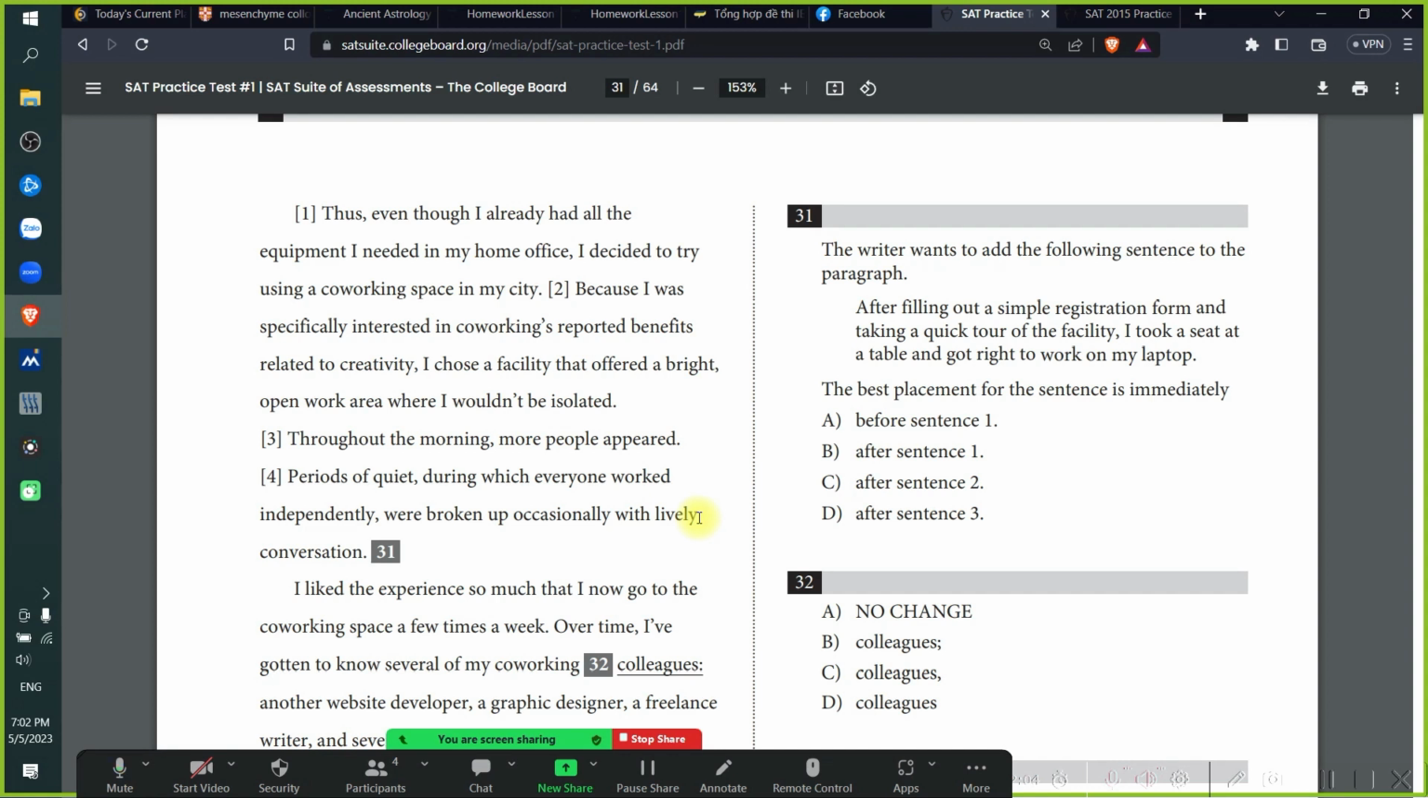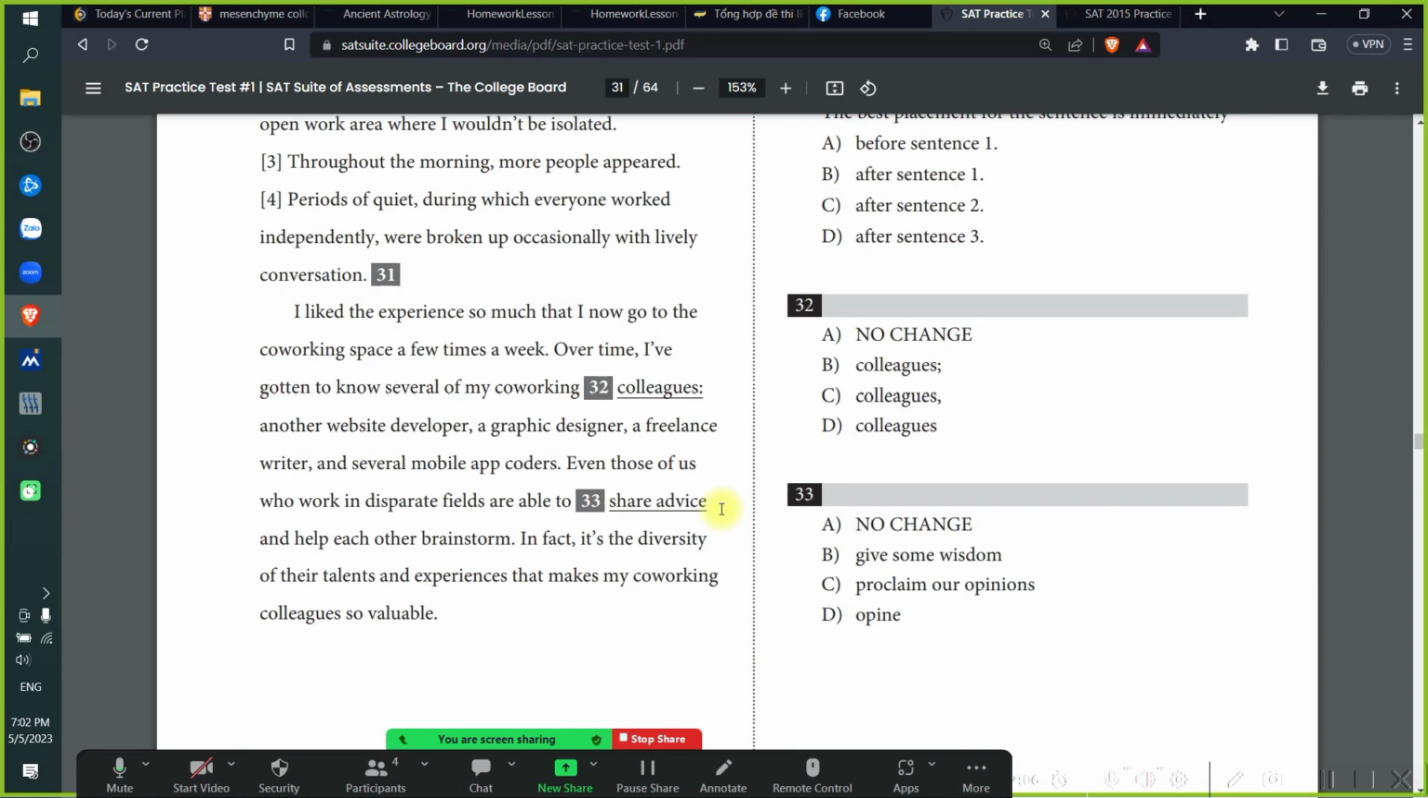Interesting. Okay, 32. Is no change. Exactly, because here they provide specifically what colleagues you're talking about. They specify what colleagues you're talking about. Chỗ này nó nêu ra rõ ràng mình đang nói về những đồng nghiệp nào. So you need these 2 dots here. What is the 2 dot here called?